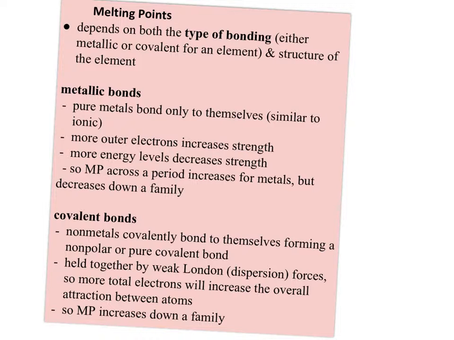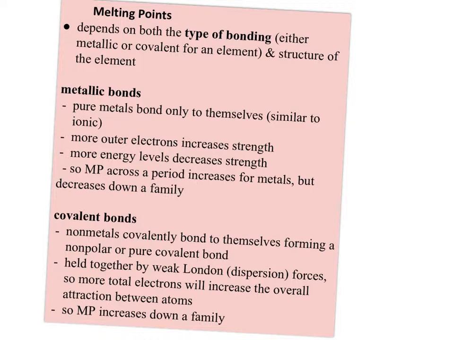So metallic bonds is when a pure metal bonds only to itself. It's this idea of the sea of electrons: the positive nuclei line up like cations, but the electrons are just kind of shared out there or pooled and are free to move. So more outer electrons will increase the strength, whereas more energy levels will decrease the strength. So we see a similar trend here that the melting point across a period will increase for metals, but it will decrease as you go down the family for metals.